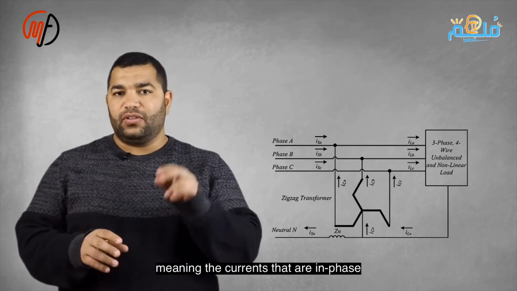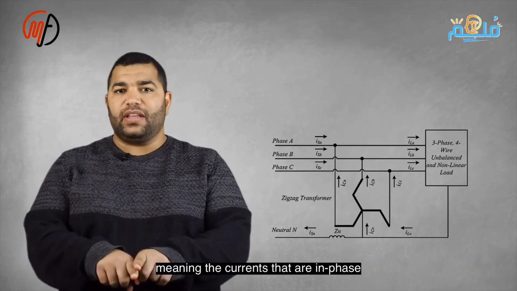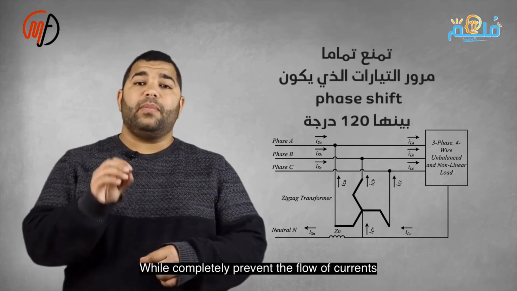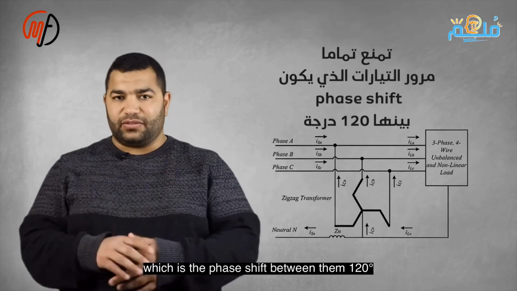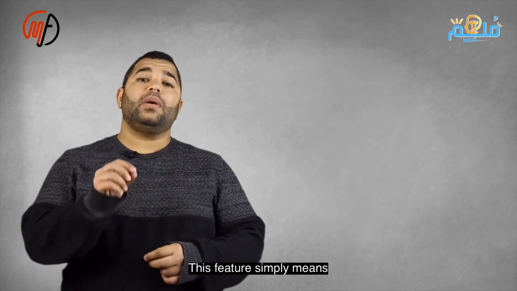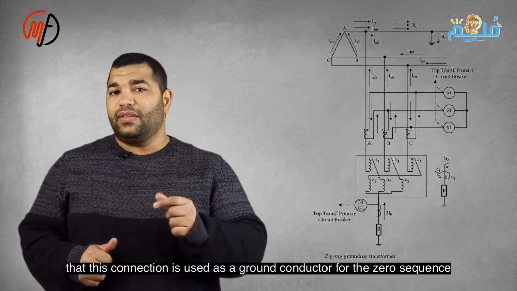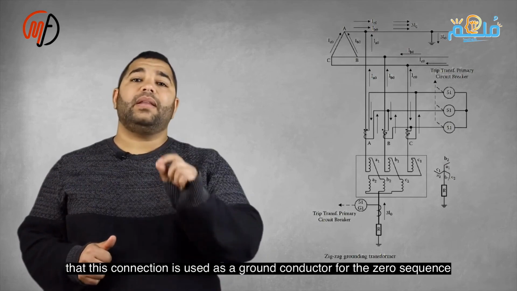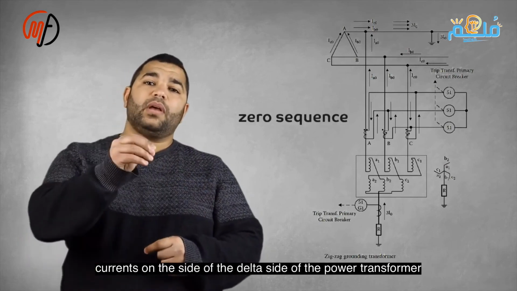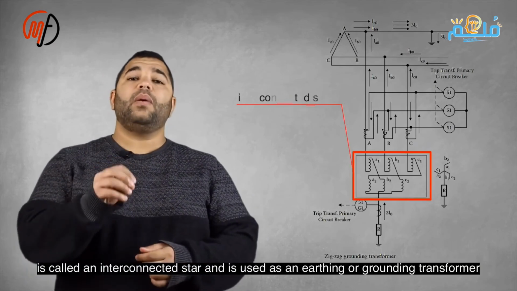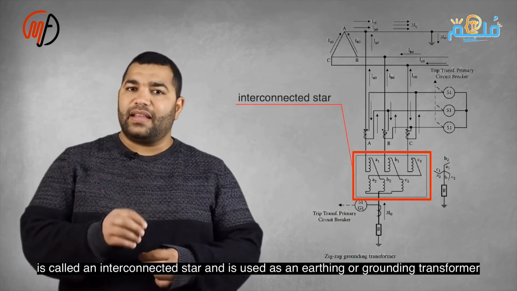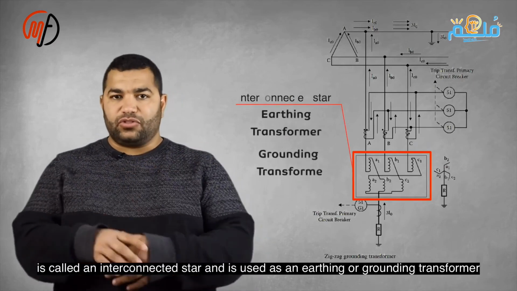For overcurrent and earth fault protection, connect the overcurrent relay to 2 phases. It completely prevents currents with a 120-degree phase shift. This connection is used as a grounding conductor for zero sequence currents. Connect the overcurrent relay to 2 phases for economy using 2 overcurrent windings and 2 CTs, but it only detects phase faults, not ground faults. An earth fault relay can be added to detect ground faults, requiring a third CT.